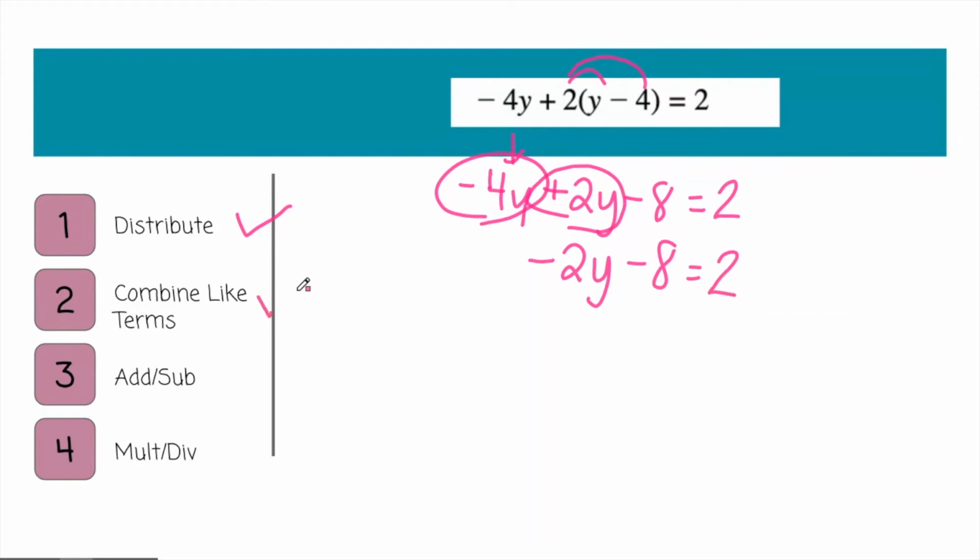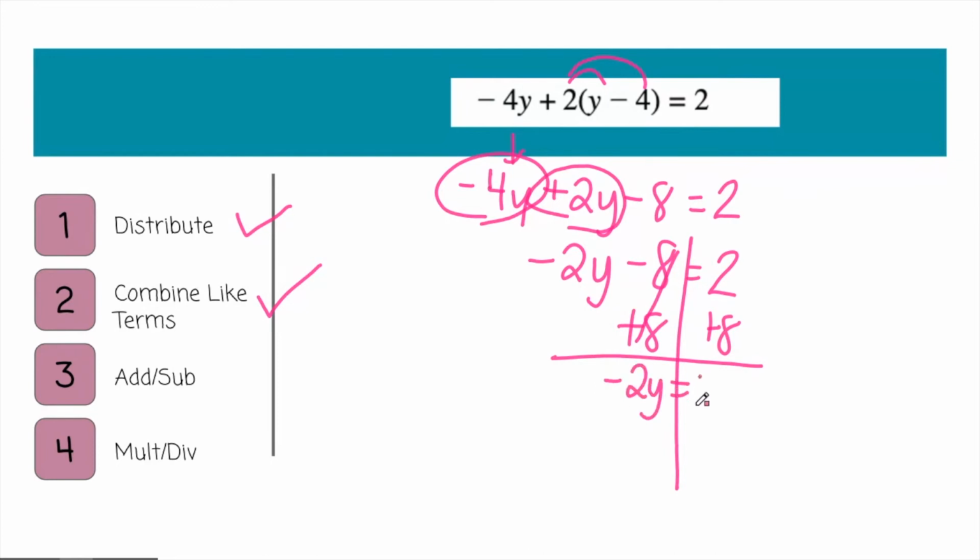And now I'm back to my 2-step equations. I'm going to draw my line to remember to do things to both sides. I'm first going to add or subtract. So instead of subtracting 8, I'm now going to add 8 to both sides. Those cancel out, so I get negative 2y equals 10. Now I need to divide both sides by negative 2. So y equals 10 divided by negative 2, which is negative 5.